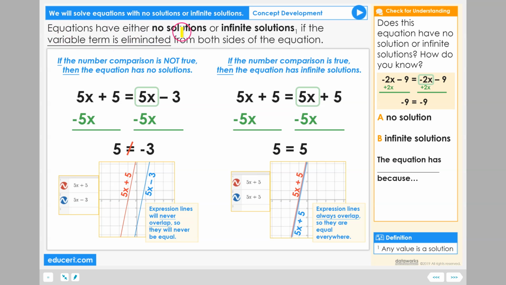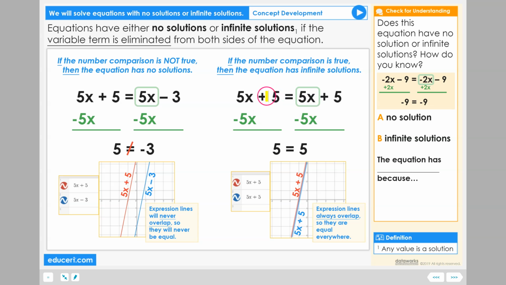Equations have either no solutions or infinite solutions if their variable term is eliminated from both sides of the equation. While solving an equation, it can happen that using the additive inverse on one of the variable terms will cancel the variable not just from one side but from both sides. As you can see here in these examples, by trying to get rid of a 5x on this right side, we ended up getting rid of 5x on both sides, being left with 5 equals -3.